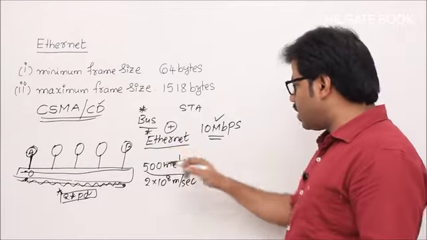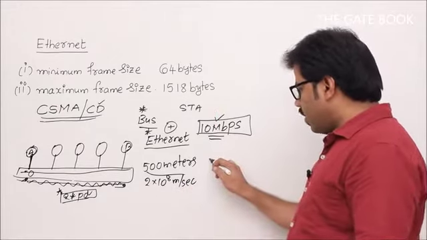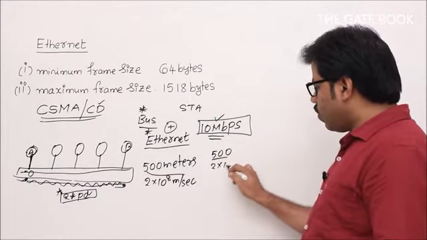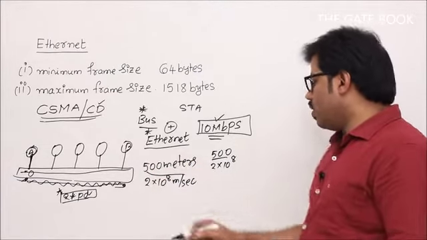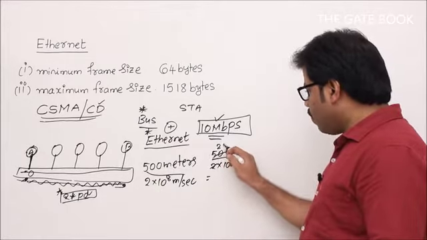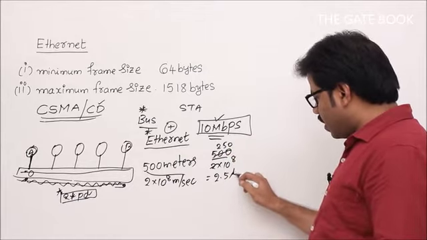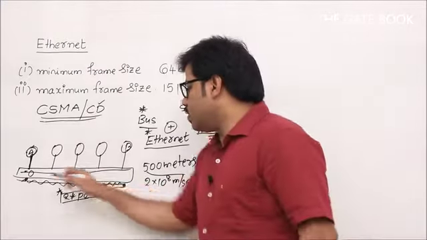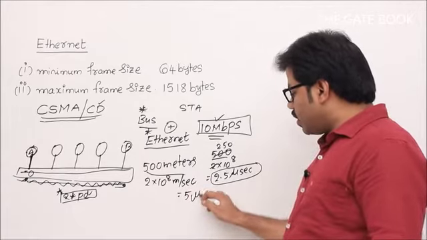Before that we'll see the propagation delay. Just remember this is the bandwidth. Now propagation delay, if you calculate, it will be 500 by 2 into 10 power 8. You know the formula for that, correct? Distance by speed. You get 500 by 2, so it will be 250 into 10 power minus 8. It would be 2.5 microsecond, remember it. That means propagation delay is 2.5 microsecond. Then if you double it, it will be 5 microsecond.